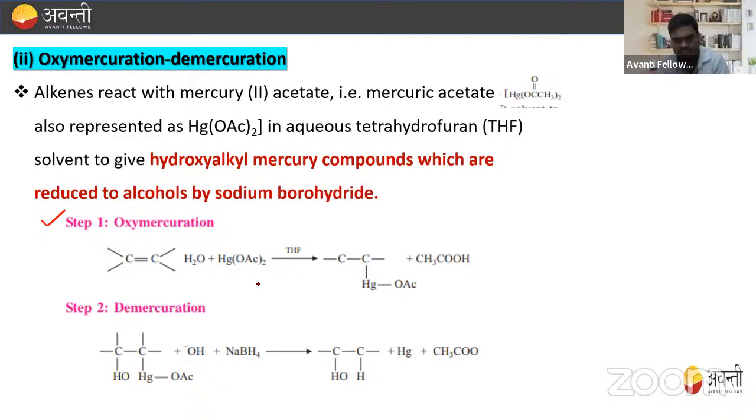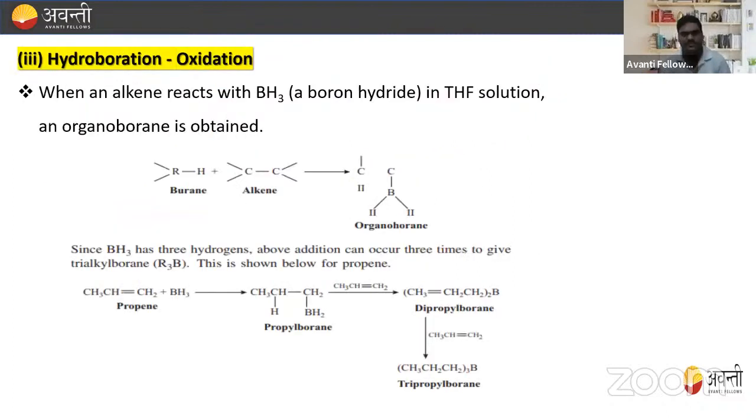Now in step 2, when this is treated with sodium borohydride, NaBH4, the reduction takes place and the alcohol will be formed. So this is how you prepare alcohol by the oxymercuration-demercuration method. So this is a method for the preparation of alcohol as well.